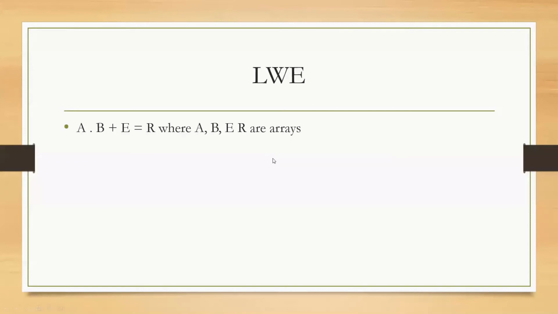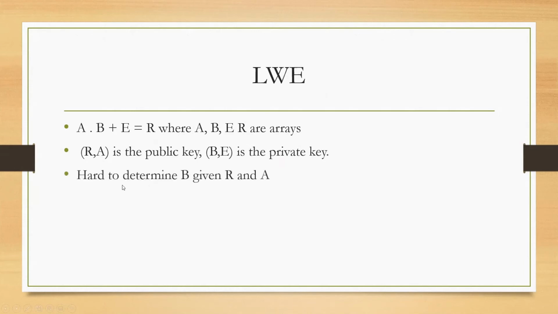So A, B, E and R are all arrays. E contains terms that are much smaller than A and B, and these terms are all divided by some modulus. R and A is a public key, B and E is a private key, and it's hard to determine B given R and A. This man explains LWE and how it works in homomorphic encryption quite a bit better than I can.